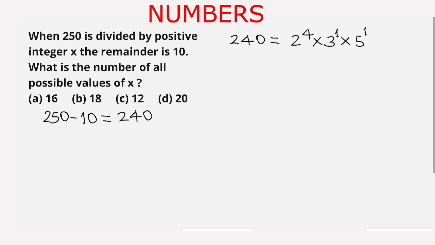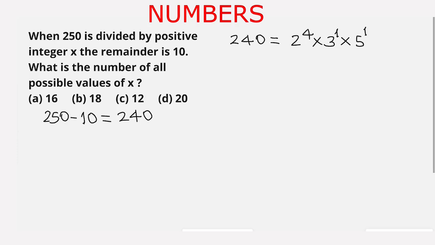2 to the power 4 is 16. 16 times 3 is 48, and 48 times 5 is 240. So the prime factors of 240 are 2 to the power 4 multiplied by 3 to the power 1 multiplied by 5 to the power 1.